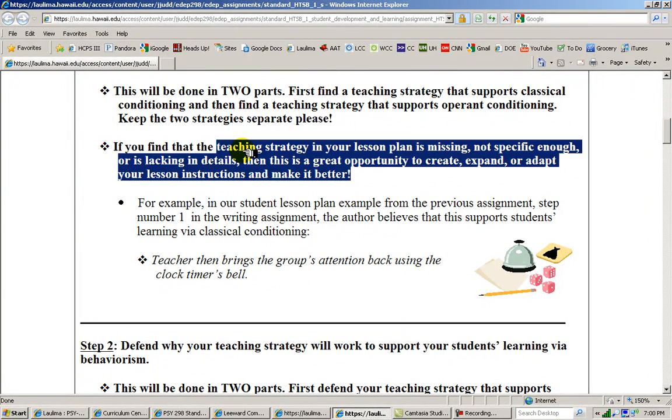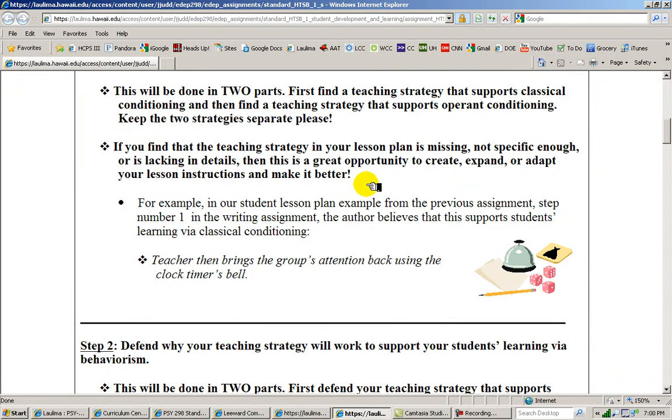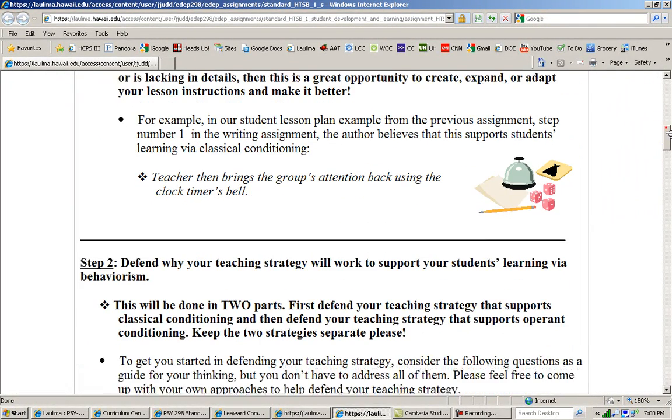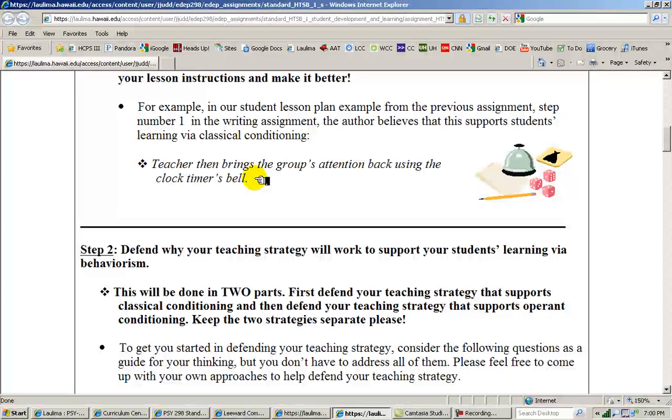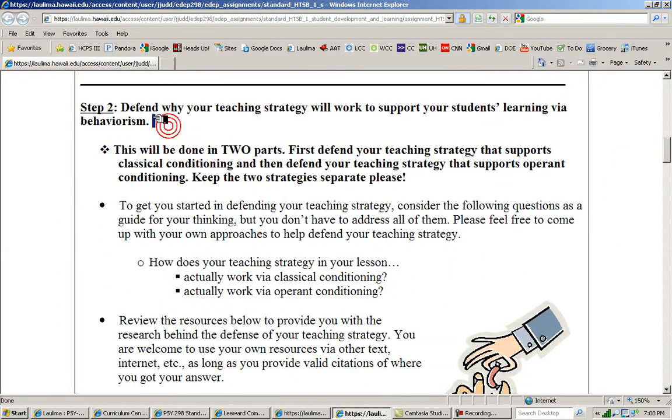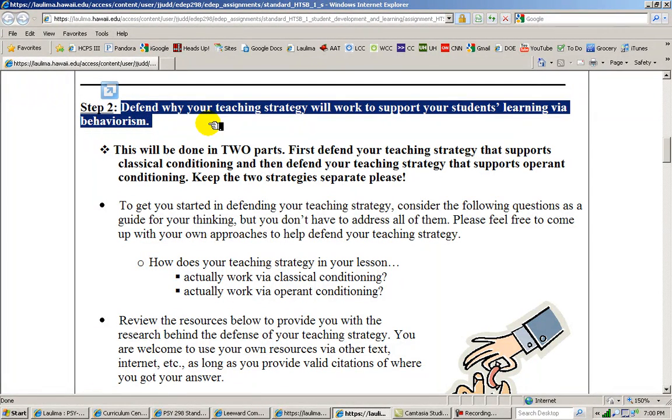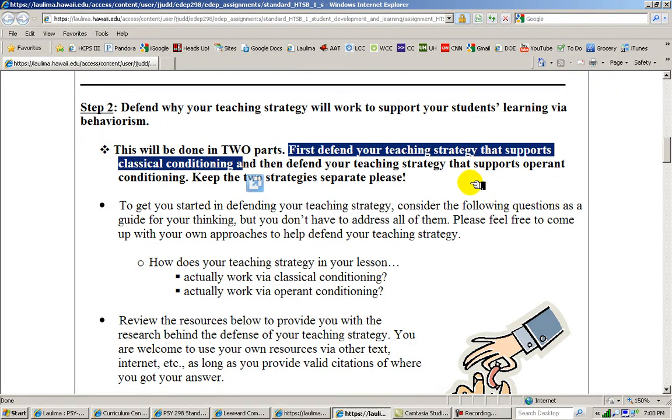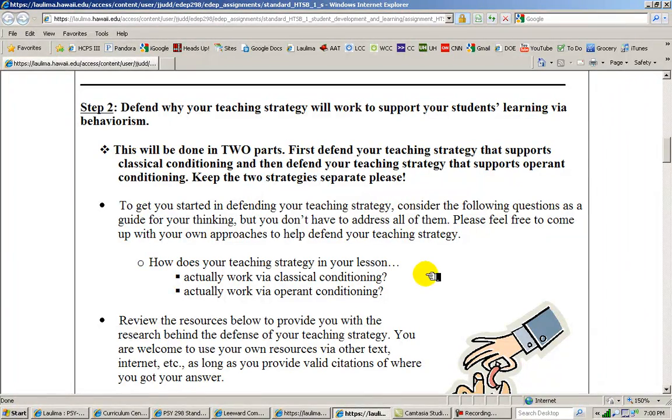If you find that the teaching strategy in your lesson plan is missing or not specific enough, then please develop it so that it will represent that teaching strategy. So for example, for classical conditioning, the teacher found that bringing the group's attention using a clock timer's bell would represent classical conditioning. Then defend your teaching strategy, of why it works. And again, do this in two parts. First one will be defending classical conditioning, and the second one will support your operant conditioning, and keep those separate.